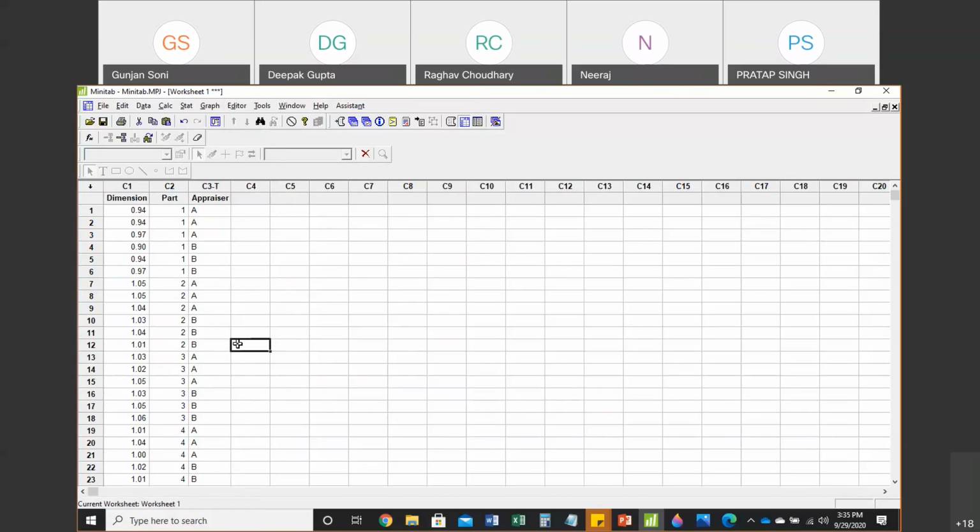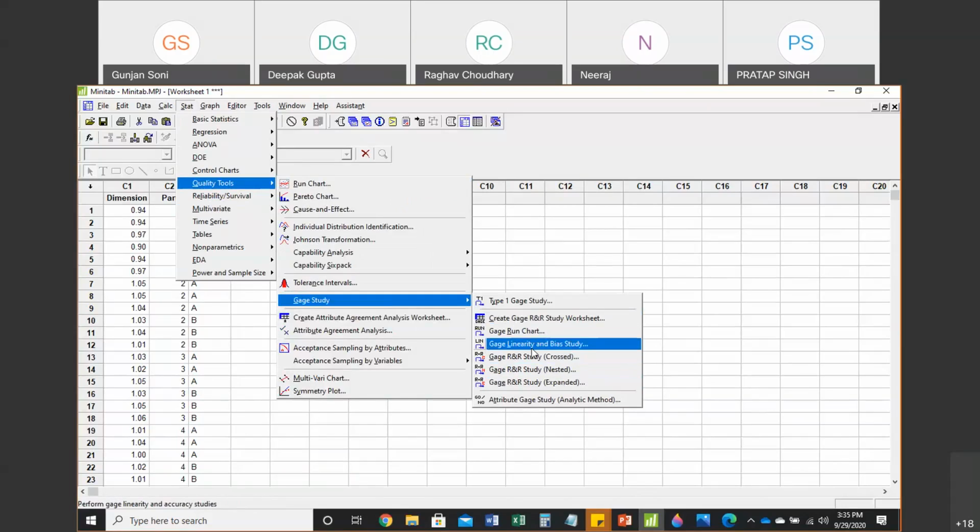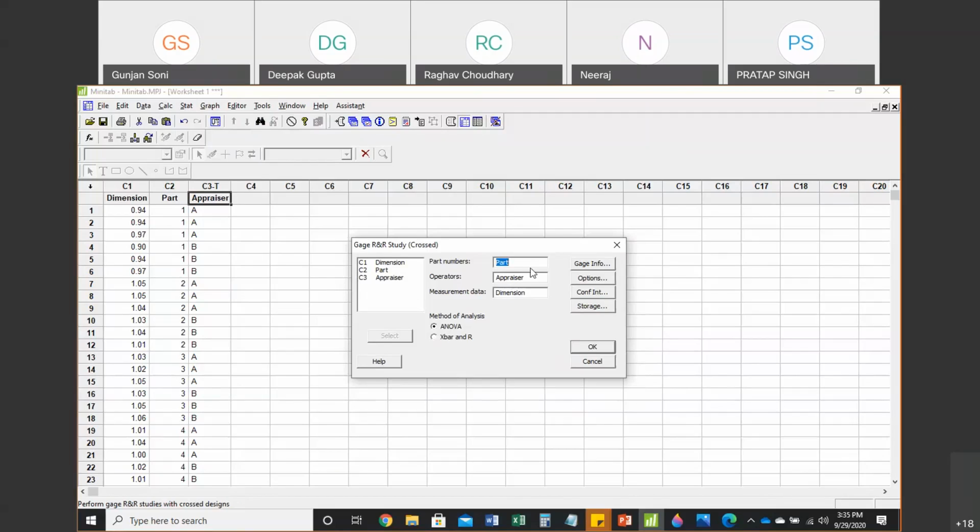But let's say we are limiting our discussion here to only measurement system analysis. So I've fed all the values over here, and these are 30 different observations. I'll show you how we do this. Gauge study has different types: nested, expanded, crossed. Since we are doing only a crossed study, crossed means both appraisers are going to measure at all 5 locations, and the locations are not split between the two. So we do Gauge R&R Crossed. I have part numbers in the part column, operators in the appraiser column, and the measurement data in the dimension column. Method of analysis: ANOVA and X bar.